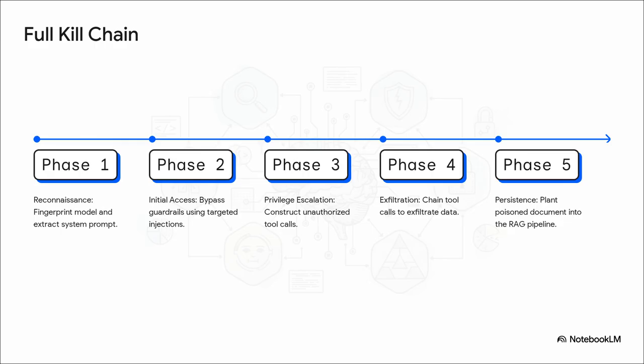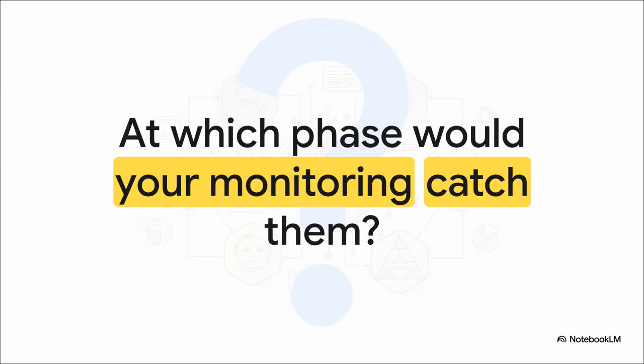And then, Phase 5 achieves persistence by planting a poison document right into the RAG pipeline, meaning you maintain access long after the session ends. A deployment that fails at Phase 1? That's a well-hardened system. But a deployment that allows an attacker to casually stroll all the way to Phase 5 has massive systemic security failures.